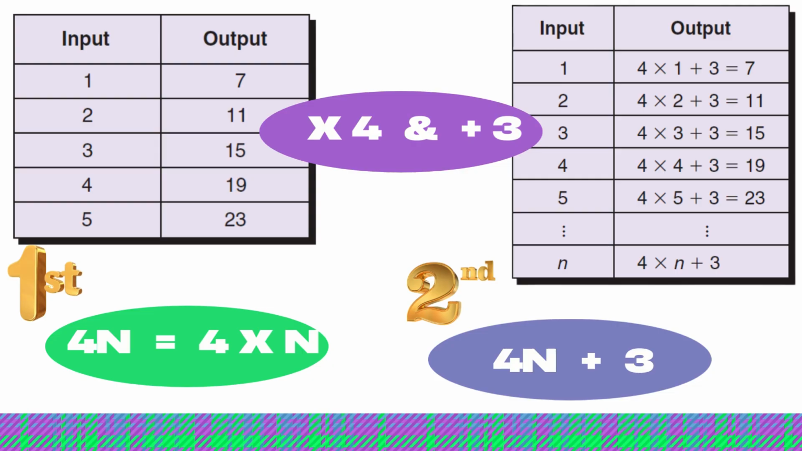The next number 2, if I multiply it by 4, I would get 8. And then add 3 would make it 11, which is the output. And you will see that will work for each of the input numbers. If you multiply them all by 4 and add 3, you will get the output.